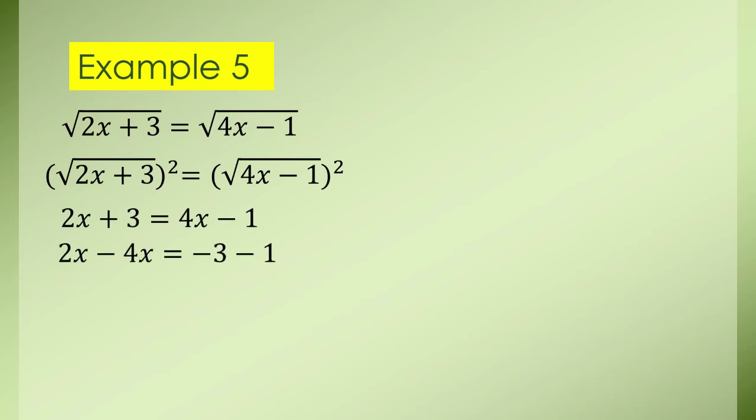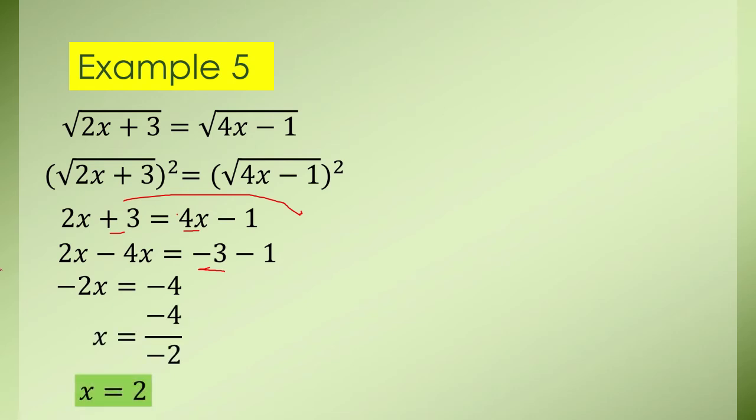Move 4x to the left side, move 3 to the right side. Remember, when you move one term to the other side, you do the inverse operation. 3 is added. When you move it to the other side, you subtract. 4x is positive here. When you move it to the other side, it's negative. 2x minus 4x is negative 2x. Negative 3 minus 1 is negative 4. Now you divide by negative 2, and the solution is 2. Negative 4 divided by negative 2 is 2.